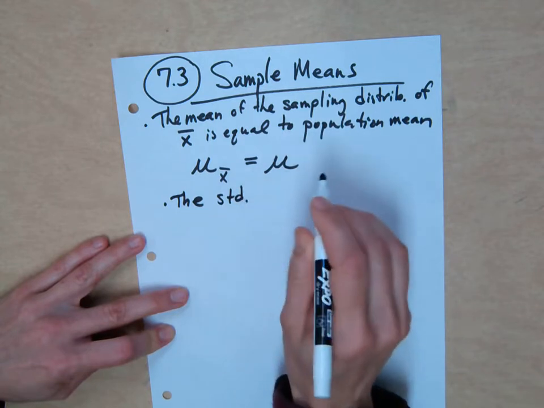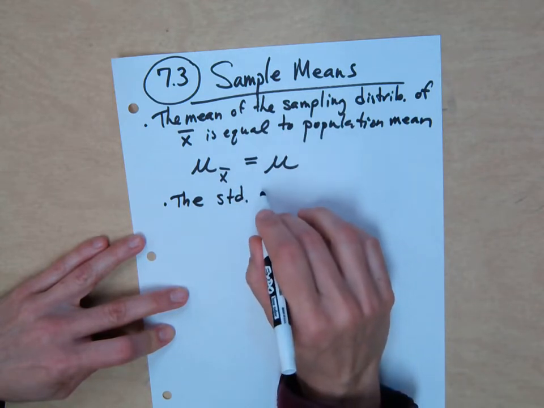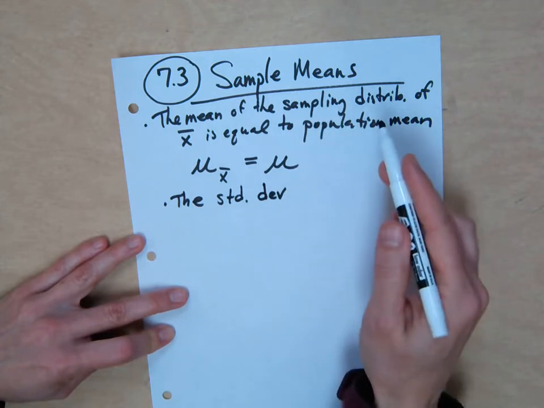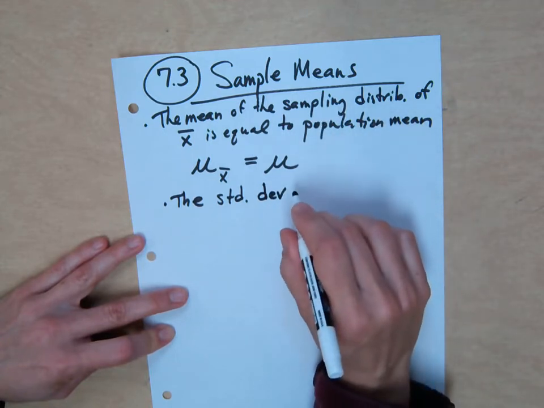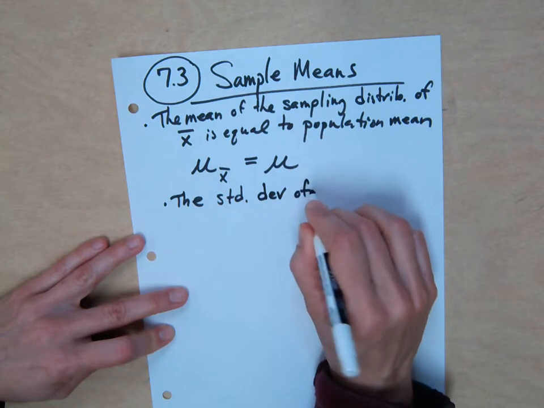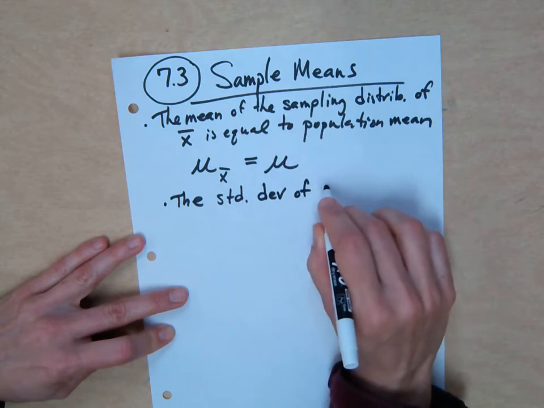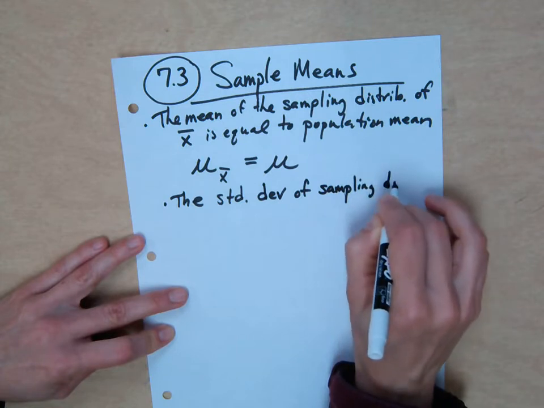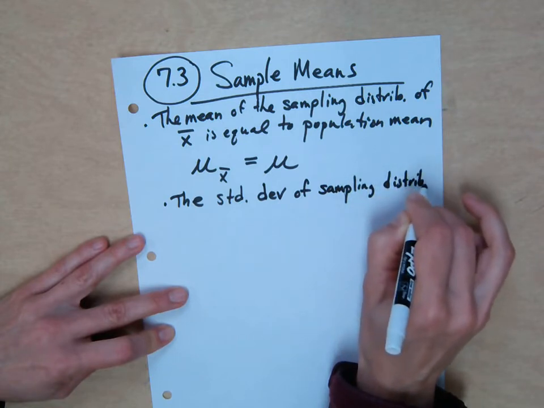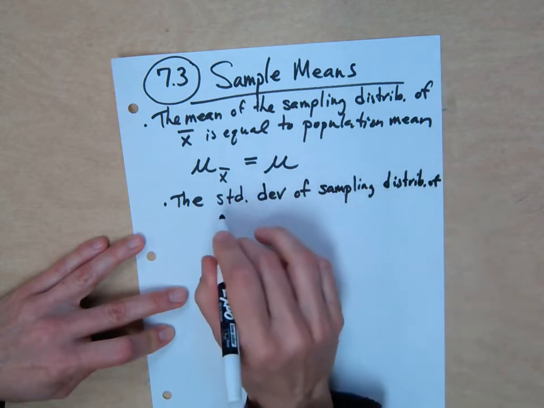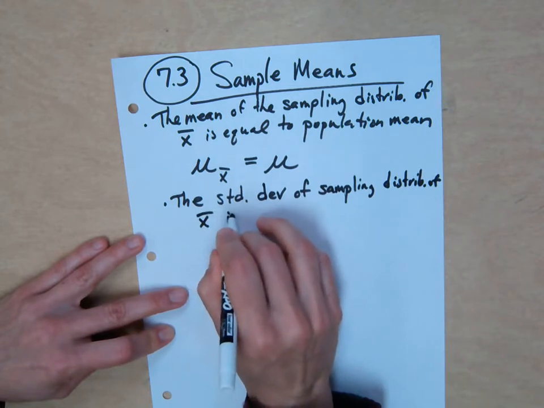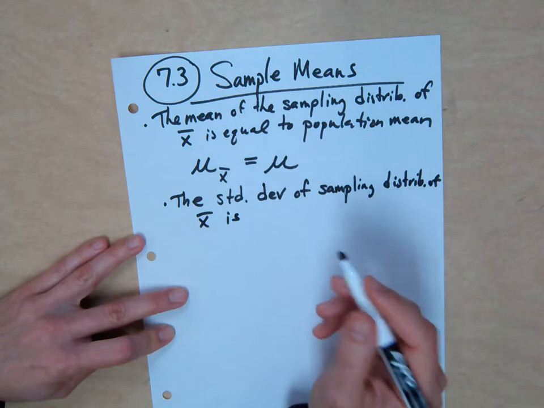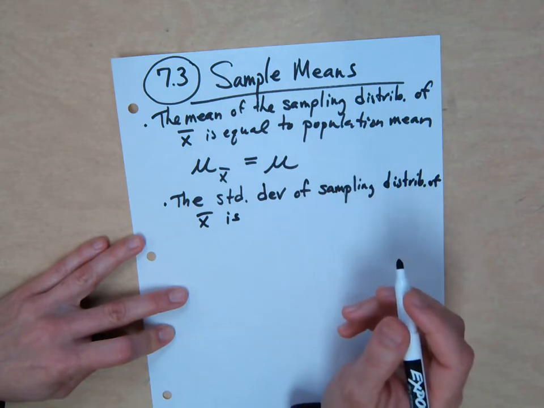in the standard deviation for proportions you have p, the population proportion. Well, we don't even have that when we're doing means. So the standard deviation of the sampling distribution of x bar is the standard deviation of the population over the square root of the sample size n.